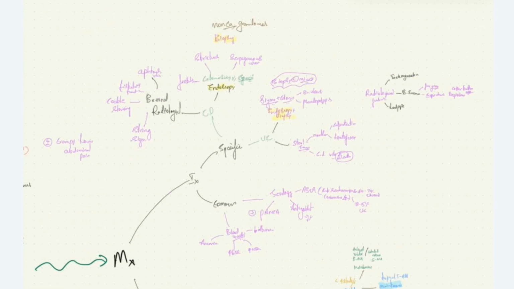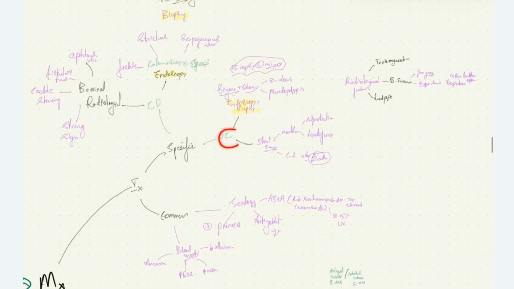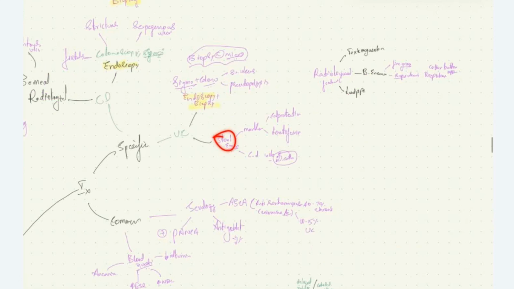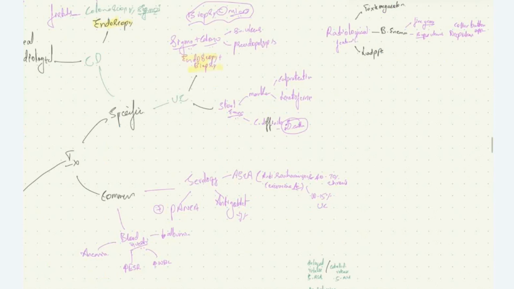Now, what are the specific ones that we see in these diseases? In ulcerative colitis, on stool examination, we do stool culture and microscopic examination to rule out Clostridium difficile, which presents similar to ulcerative colitis with diarrhea, passage of stools with blood, and large bowel diarrhea. To rule out Clostridium difficile infection, we do stool microscopy and culture.